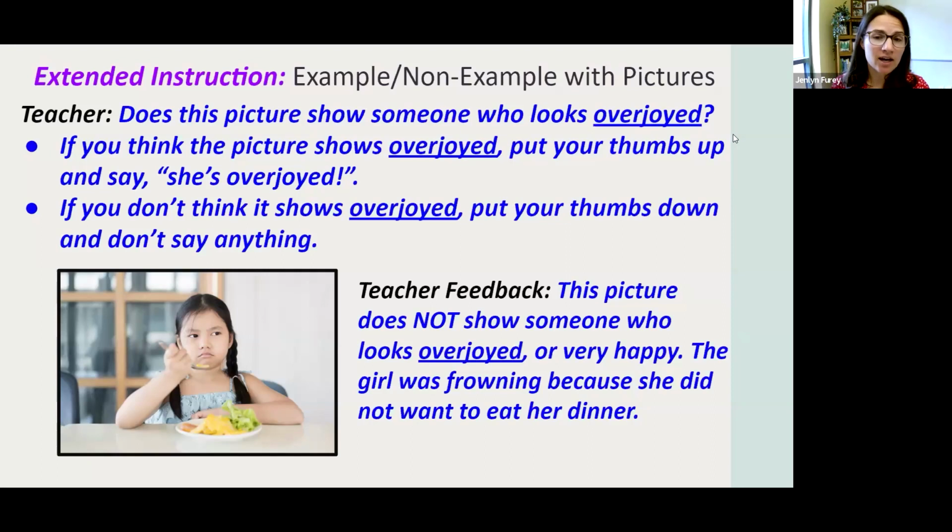This picture does not show someone who looks overjoyed or very happy. The girl was frowning because she did not want to eat her dinner. So this would be a non-example, and then the next one would be an example that does show the word. Importantly, whenever possible, when doing these follow-up activities, try to create opportunities for students to say the word. That helps to really build their phonological representation of the word, to get practice saying the word, and just that repeated exposure.